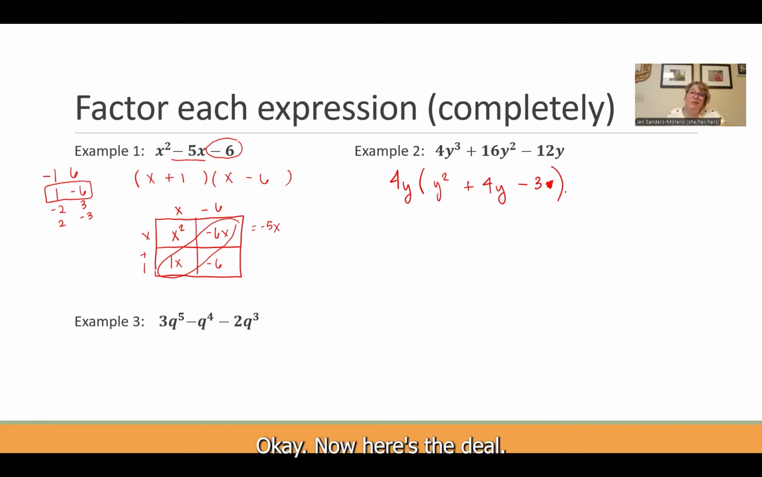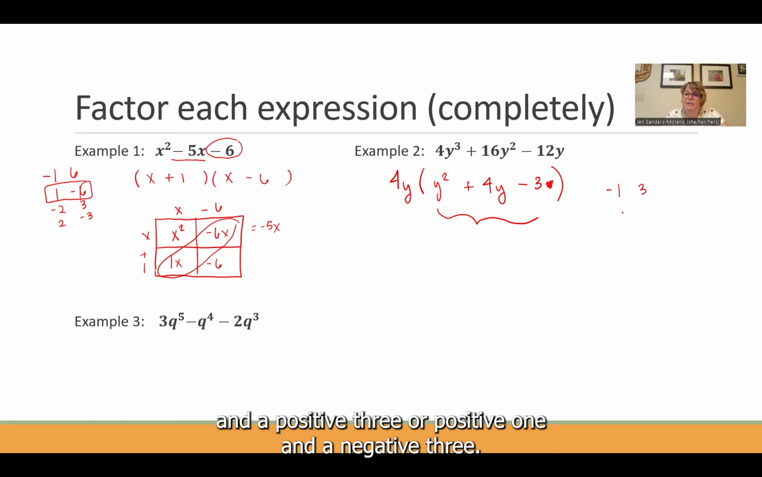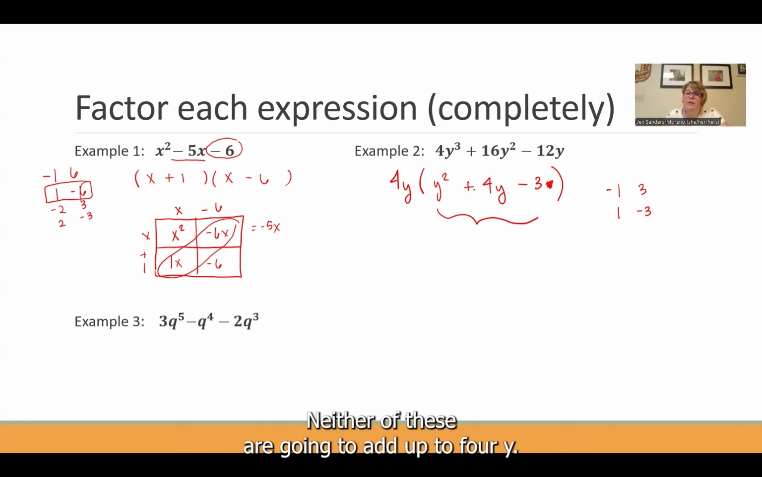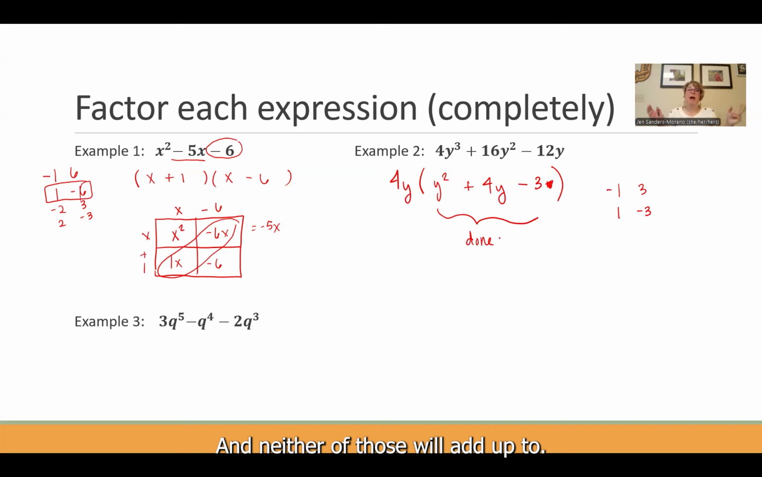Okay. Now, here's the deal. Can we factor what's left anymore, right? Okay, well, this is where it's helpful to have this idea of how do I get a -3? To get a -3, I would need a -1 and a +3, or a +1 and a -3. Well, guess what? Neither of these are going to add up to 4y, so this is done. You can't factor this anymore. Got it? So there's only 2 ways to get a -3, and neither of those will add up to a positive 4y.